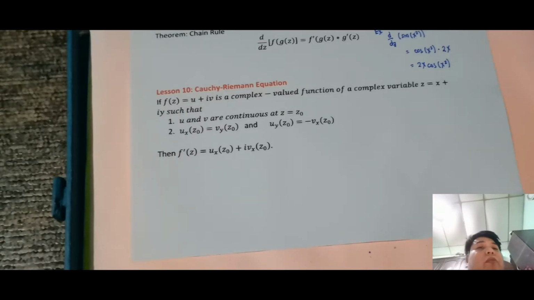Okay, so if f of z is equal to u plus ib is a complex valued function of a complex variable z is equal to x plus iy such that u and v are continuous at z is equal to z naught, then partial of u with respect sa x of z naught is equal to partial of v with respect sa y of z naught is equal to partial of u with respect sa y of z naught is equal to negative partial of v with respect sa x of z naught.